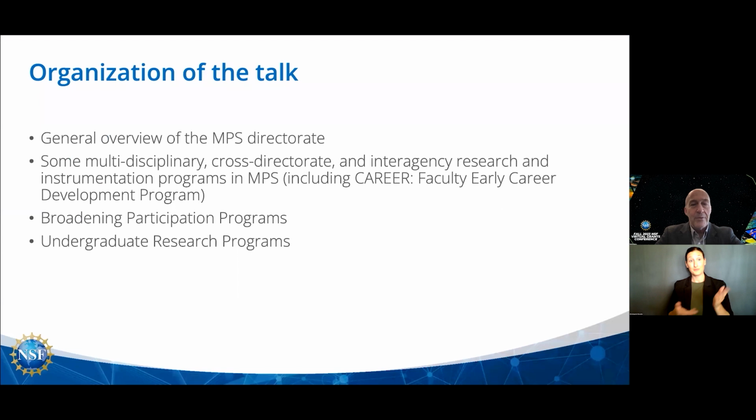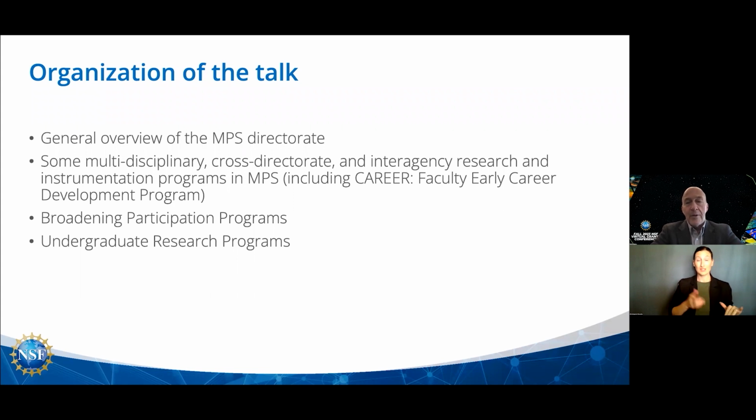All right, so here's a quick overview of the talk. We'll start with a general overview of the Directorate. This will include the organizational structure, roles, and missions of the 5 divisions in MPS, and some information about budget and funding. That's the first section. Then there'll be a smorgasbord of multidisciplinary, cross-directorate, and interagency research and instrumentation programs in MPS. The last slide will actually be about the NSF-wide CAREER program.